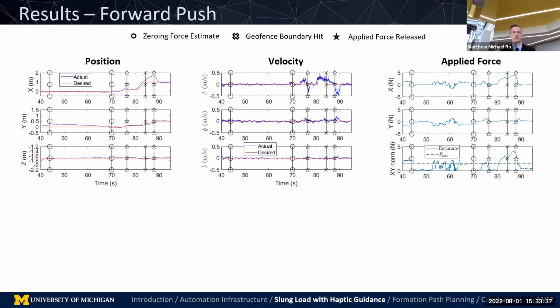Here are plots from that run. So circles are when the force estimate was zeroed. X's are when the geofence boundary was hit. Stars are when the applied force receded or was released. So there were actually 2 applied forces, so there are 2 stars.